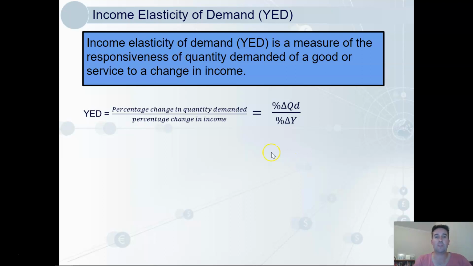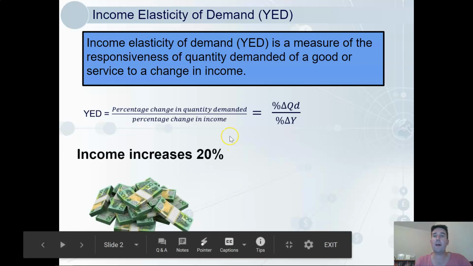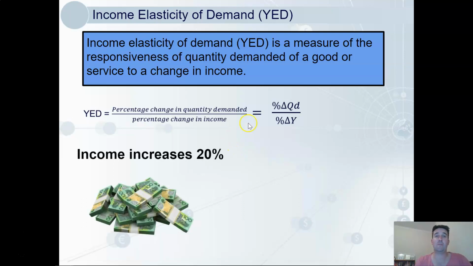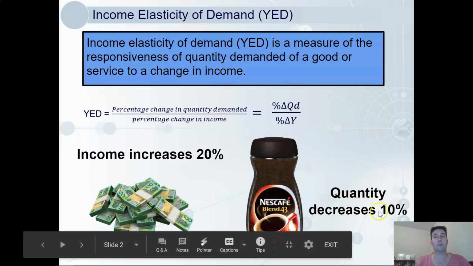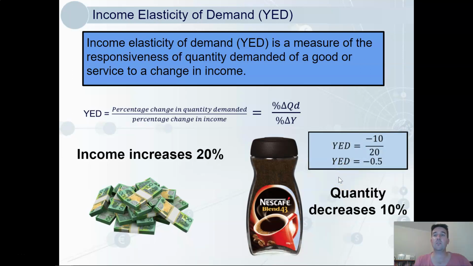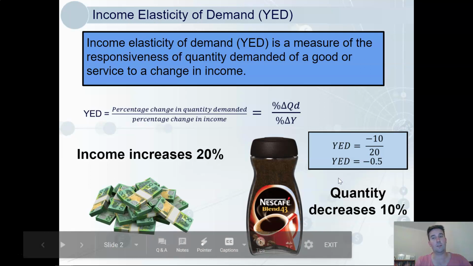Now, let's say income's increased by 20%. This might have the effect of decreasing demand for Nescafe Blend 43, which is what my frugal parents drank when I was younger, by 10%. By plugging in the values, we see that YED is negative 0.5, and this shows us that it's an inferior good, but of course, you might have guessed that anyway from our work in the last section.